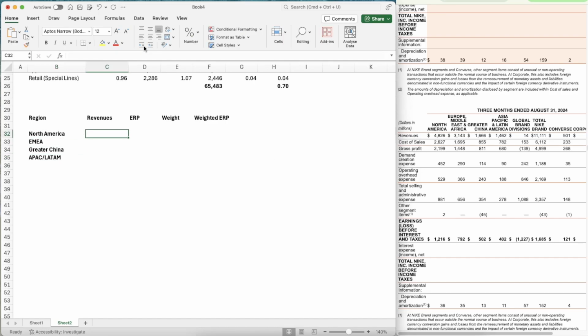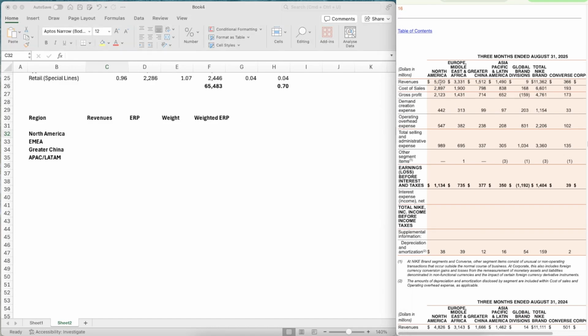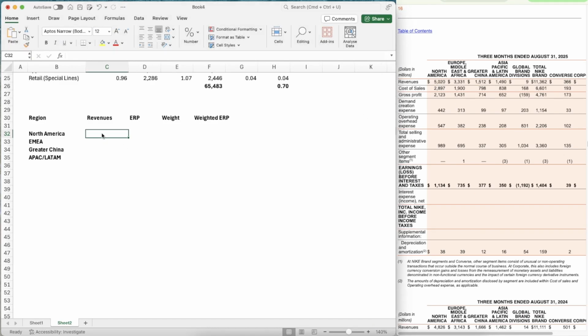So the revenues for North America are, okay, this is what we want. 52, sorry, I was on the wrong year. 5020, 3331, 1512, 1490. Sum of these.